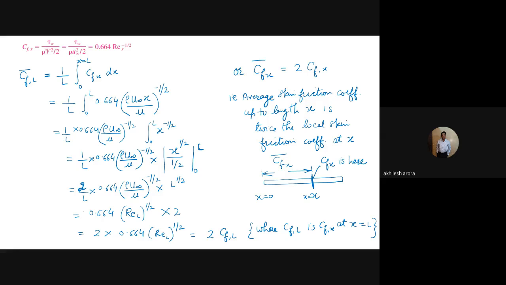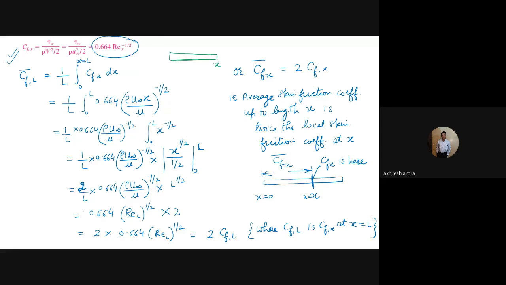Now, here we have the value of the local friction coefficient, and it is given by this particular relation: 0.664 times the local Reynolds number raised to the power 1 by 2. Now, this value is for a particular location.